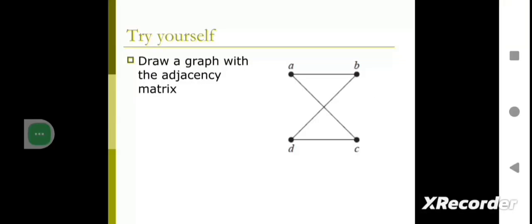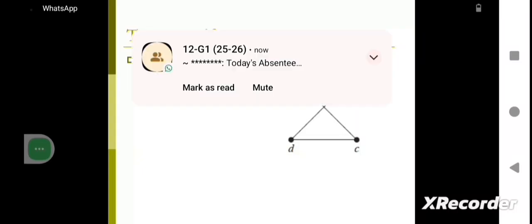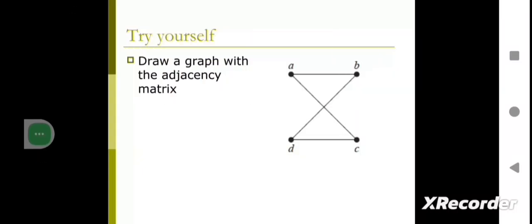Next, here is one example. Draw a graph with the adjacency matrix. A, B, C, D, 4 vertices. In this graph, we are going to write a sample matrix A, B, C, D. In rows A, B, C, D, columns A, B, C, D. We should write the adjacency matrix.